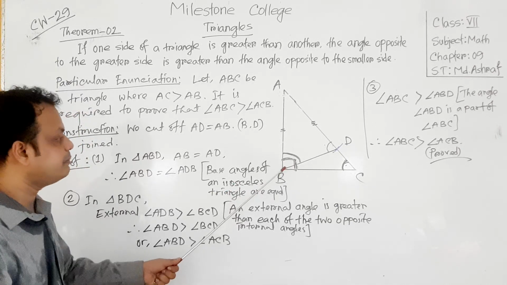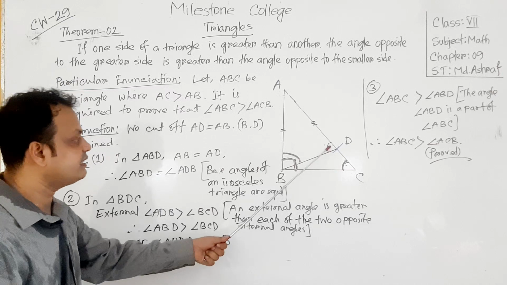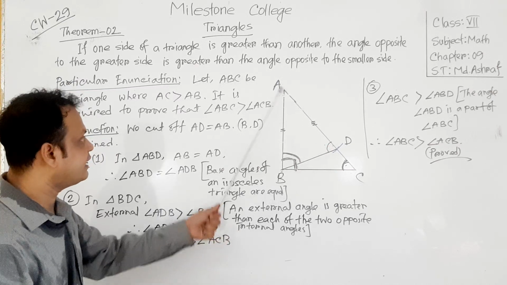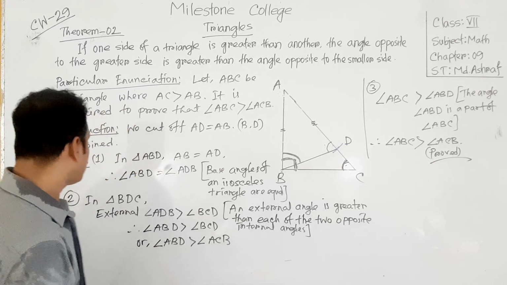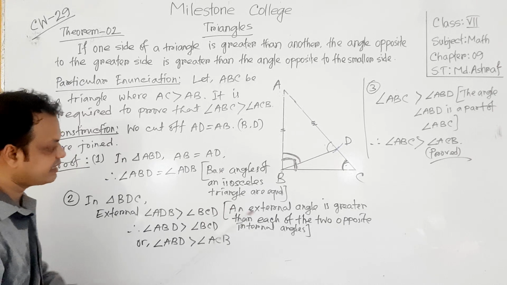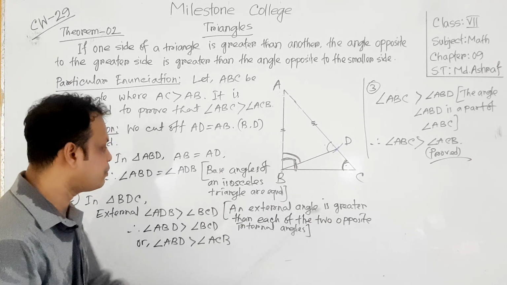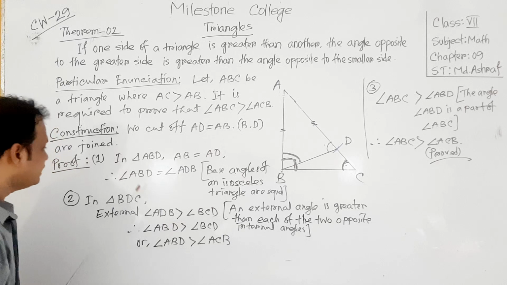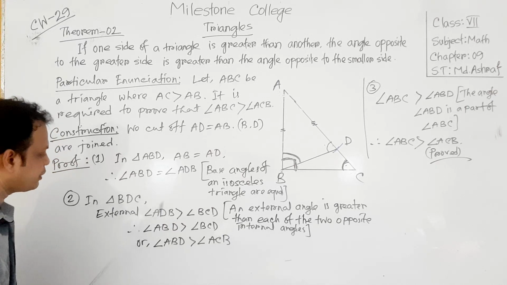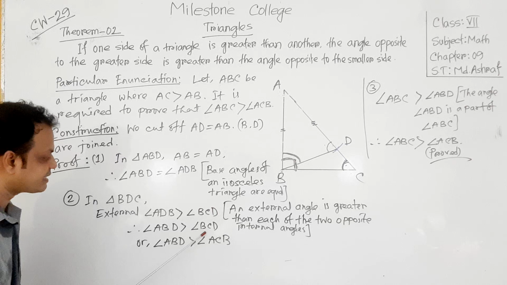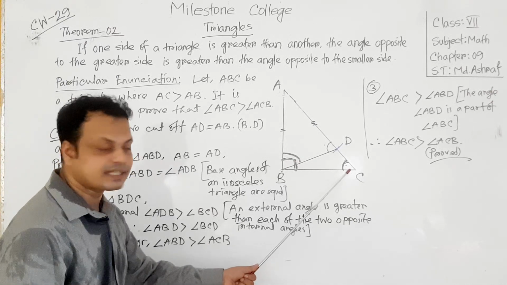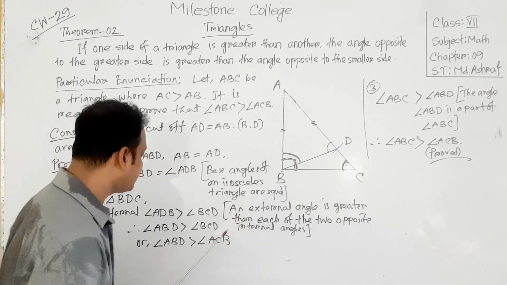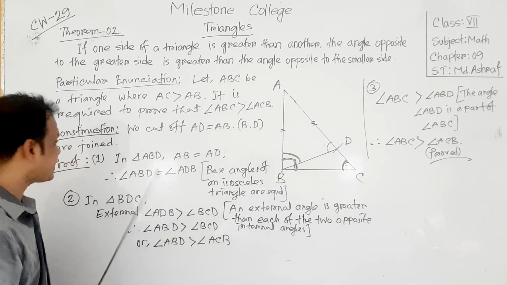Again consider triangle BDC. In triangle BDC, this angle is the external angle. So external angle ADB will be greater than angle BCD, since an external angle is greater than each of the two opposite internal angles. Then ADB equals ABD, so instead of ADB we can write ABD, and ABD is greater than BCD, that means ACB. BCD indicates this angle, and ACB also indicates this angle. So this is the second point.